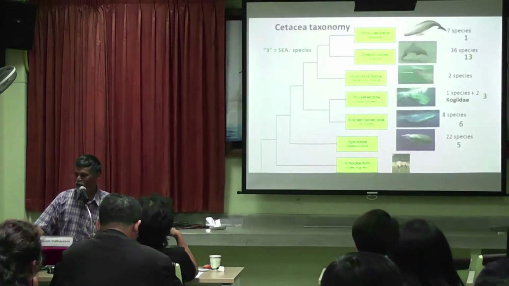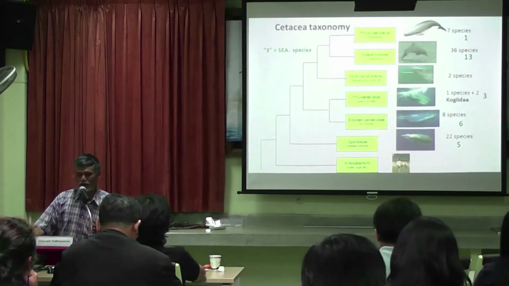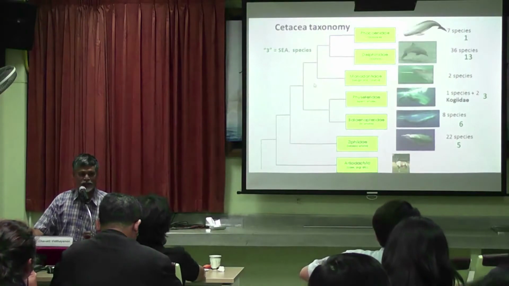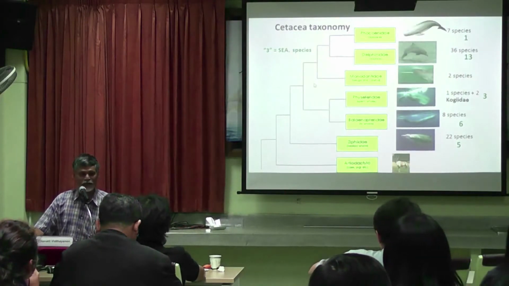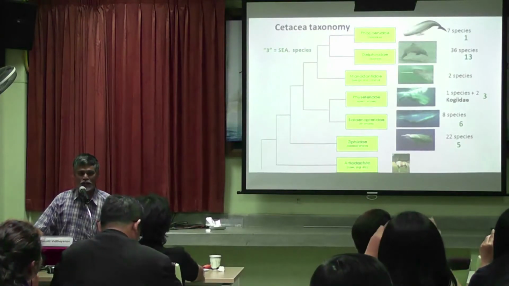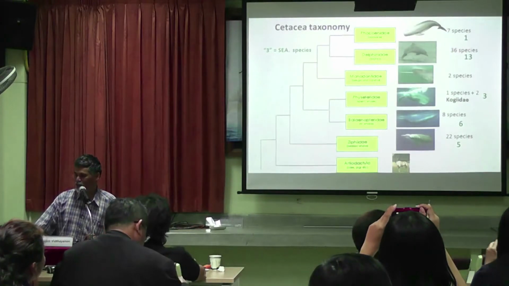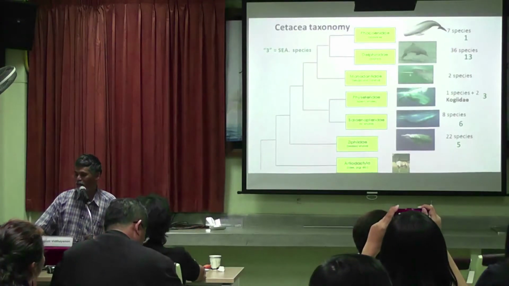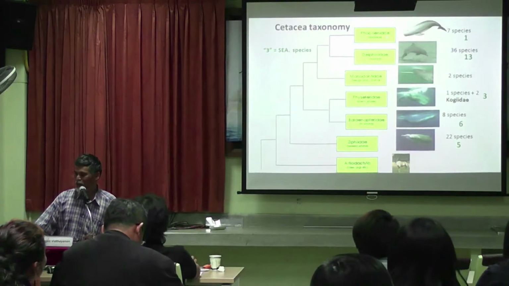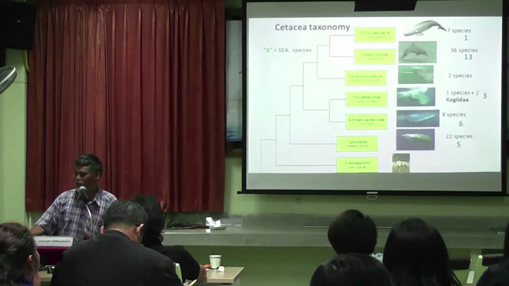The cetacea taxonomy has many families. I want to skip the families that do not occur in this region, like some South American dolphins and Chinese freshwater dolphins. So I left only the ones that occur in this region, and some close relatives like the narwhal. We found that the porpoises have very distinctive teeth and body shape.